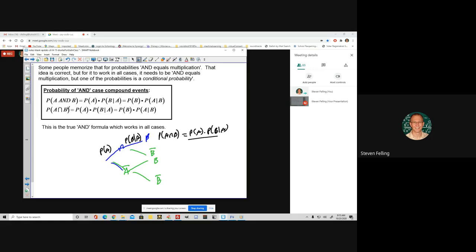The probability of A and B, the intersection, is the probability of A times the probability of B given A, or we could have reversed the order here. It's also the probability of B times the probability of A given that B happened. That works in all cases, okay? So it is that AND is multiply, but the catch is that one of the probabilities has to be a conditional probability.